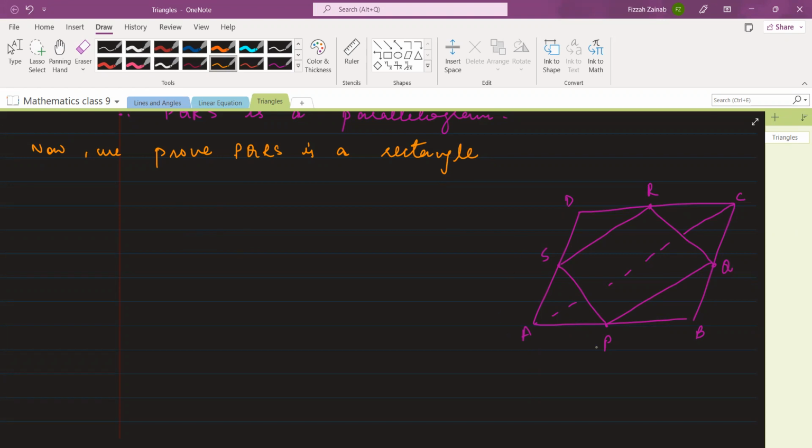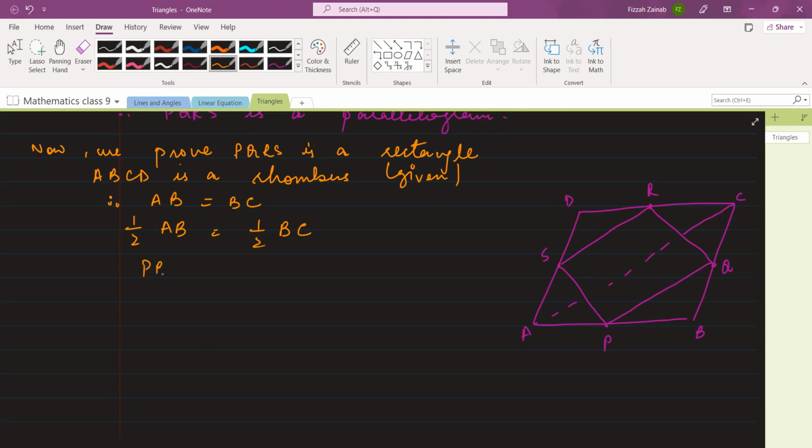Now see, ABCD is a rhombus which is given, right? ABCD is a rhombus. So therefore, now rhombus means all the sides are equal. So we can say AB is equal to BC. This is given to us that it is a rhombus, right? AB is equal to BC. That means half of AB is equal to half of BC. Both sides you multiply by half. Now what is half of AB? So I'm taking this PB, right? So PB is equal to BQ. Is that okay?